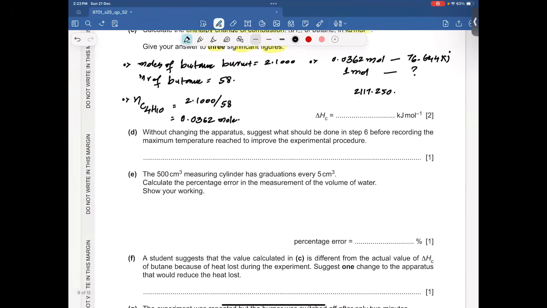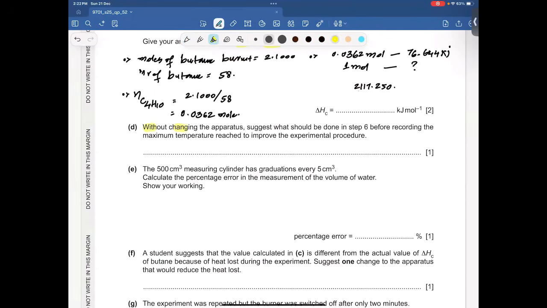Okay. Without changing the apparatus, suggest what should be done in step 6 before recording the maximum temperature reached to improve the experimental procedure. Stir the solution, for uniform distribution of heat.